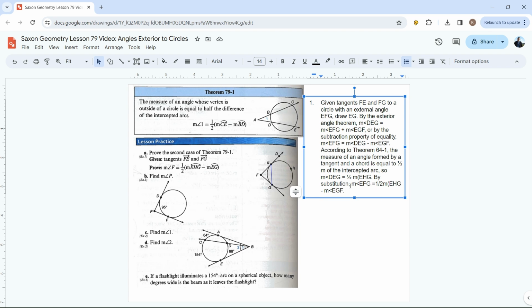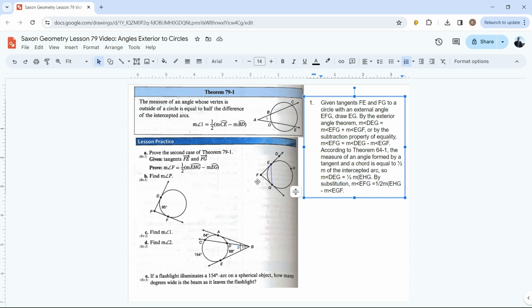Let's take stock of where we are. The measure of angle EFG, which is what we're looking for, is equal to 1/2 the measure of arc EHG. That's the arc subtended by angle DEG. Notice that it's internal to that angle, right? Minus the measure of angle EGF. Well, EGF is not in the theorem. I need the angle to be equal to 1/2 of one arc minus another arc. So right now, I don't. This last thing, EGF, is the thing that doesn't work.